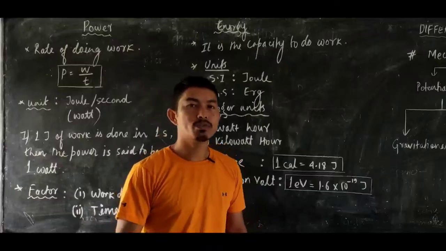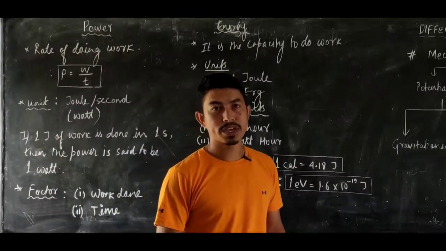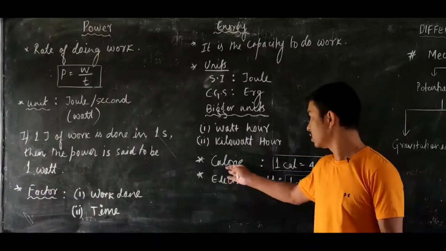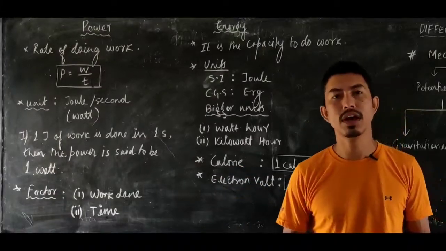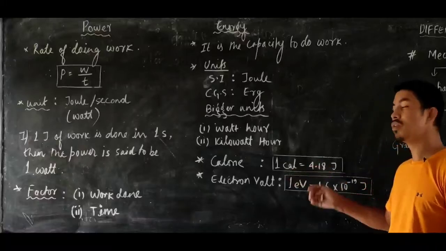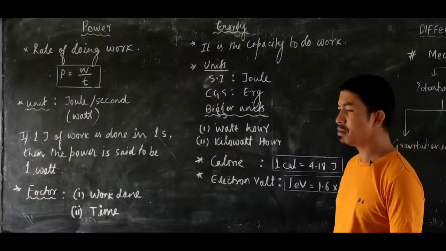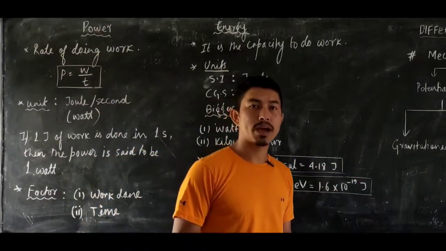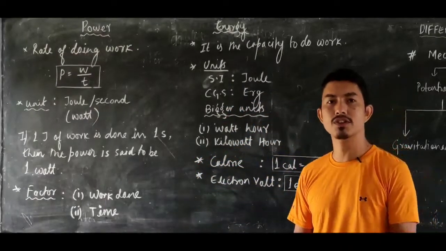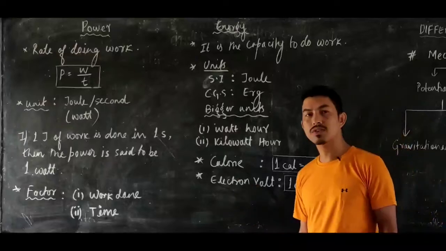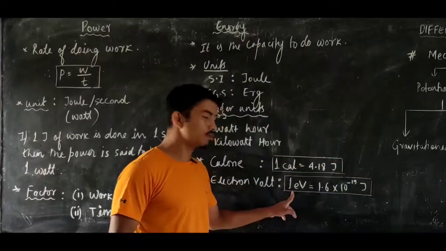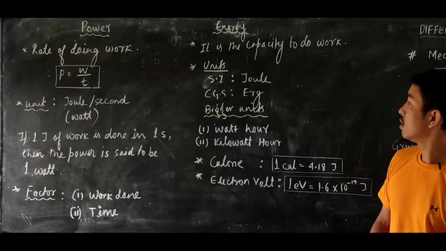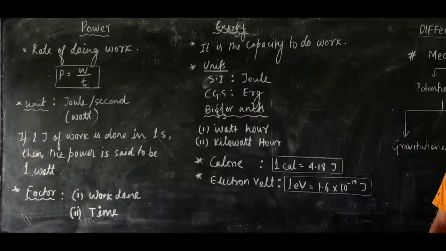Apart from that, to measure the energies possessed by human beings, we can also use a unit such as the calorie. The relationship between the calorie and the joule is that 1 calorie is equal to 4.18 joule. And to measure the energy of subatomic or atomic particles, which are very, very small, we use the electron volt. 1 electron volt is equal to 1.6 into 10 to the power minus 19 joule. So this is what power and energy mean.